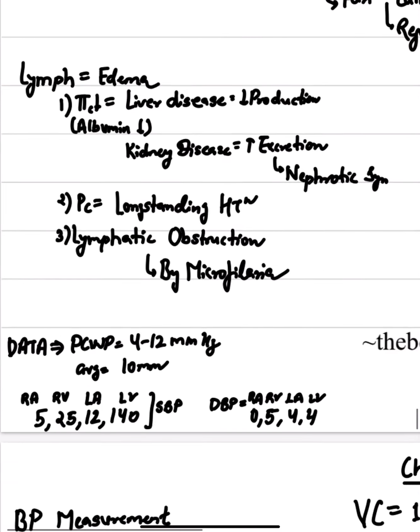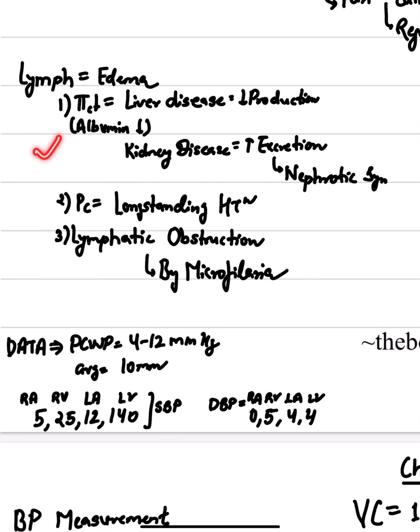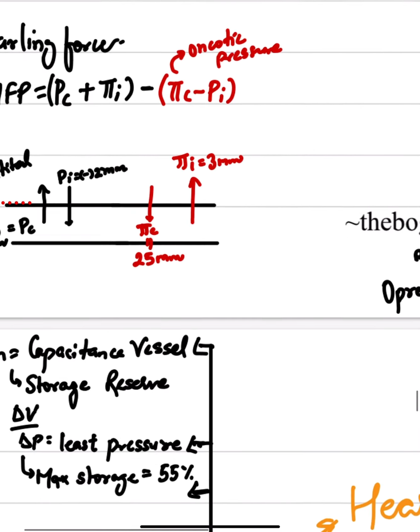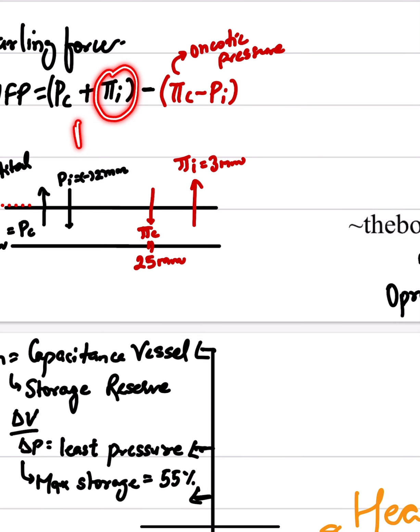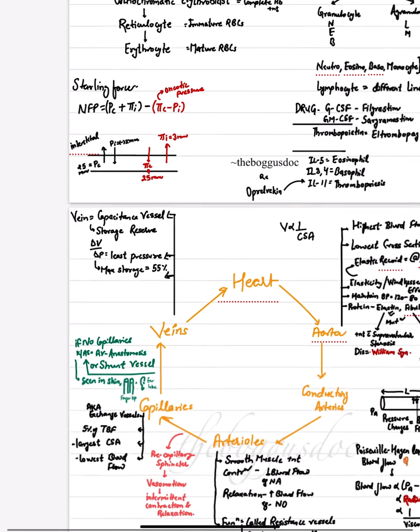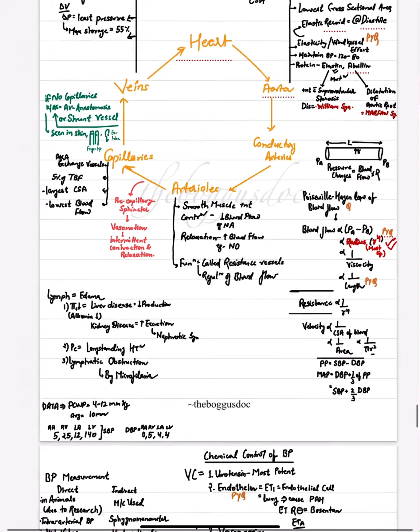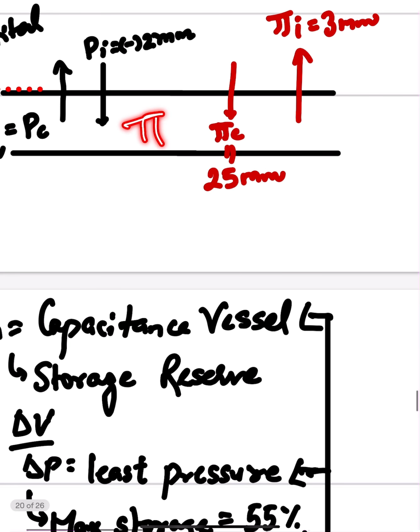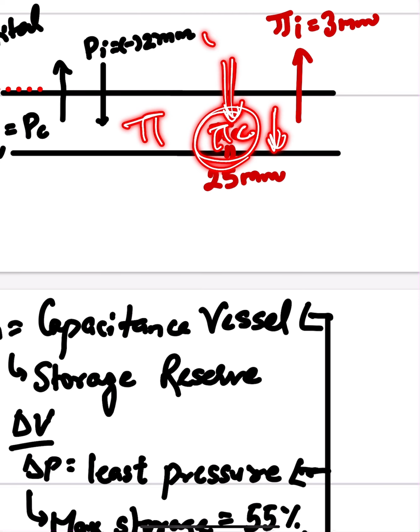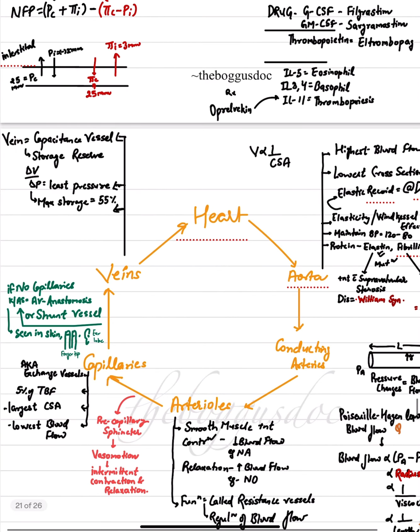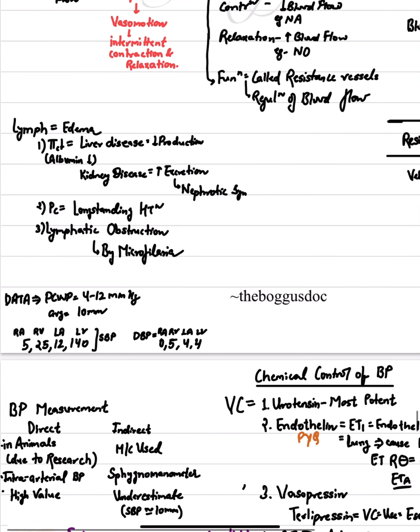If we see these Starling forces, we will continue here. Lymphedema forms because either we have decreased albumin. If albumin decreases, the pull pressure will decrease. This happens in liver disease, with decreased production, or in kidney disease, with more excretion. Nephrotic syndrome means more lymph, more edema is formed. Because the albumin pulls the blood into the capillaries, and if we have less, more blood will remain in the outer side of the capillary.